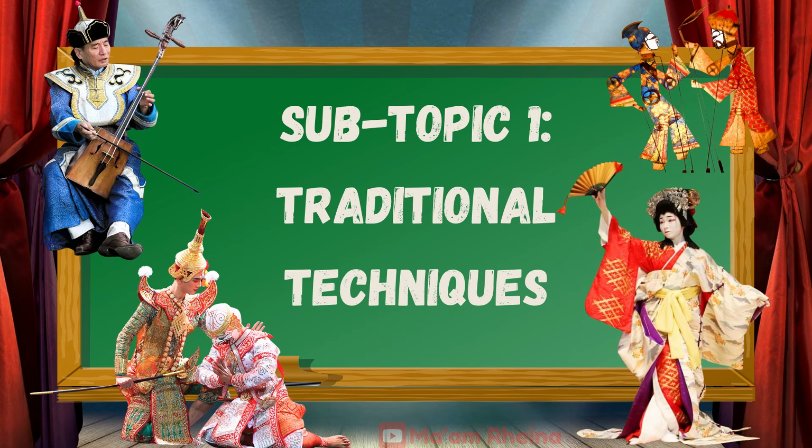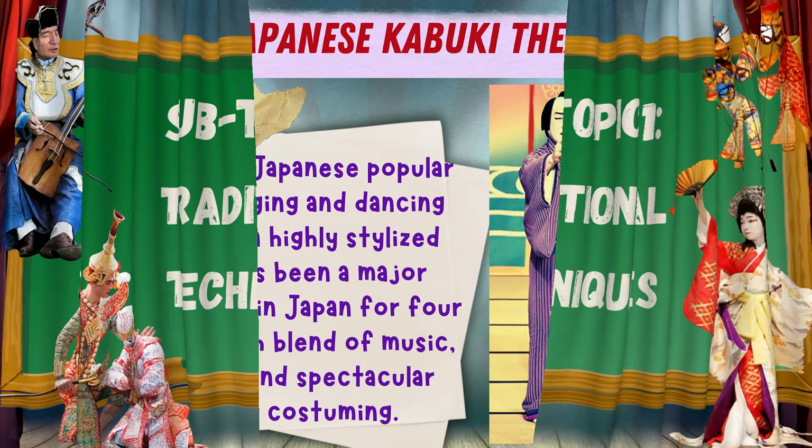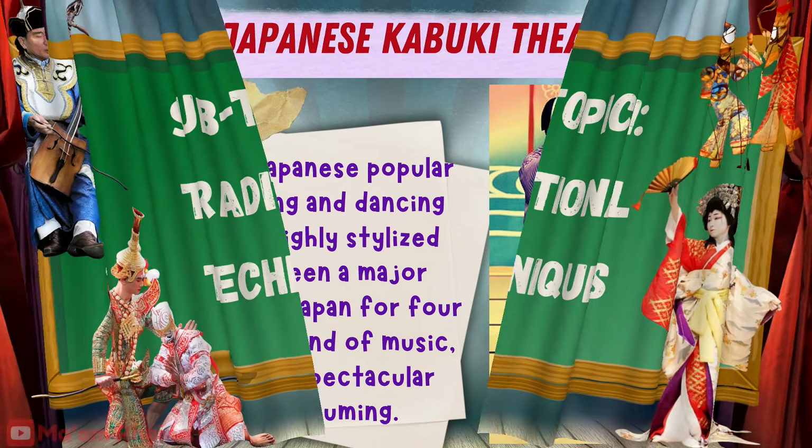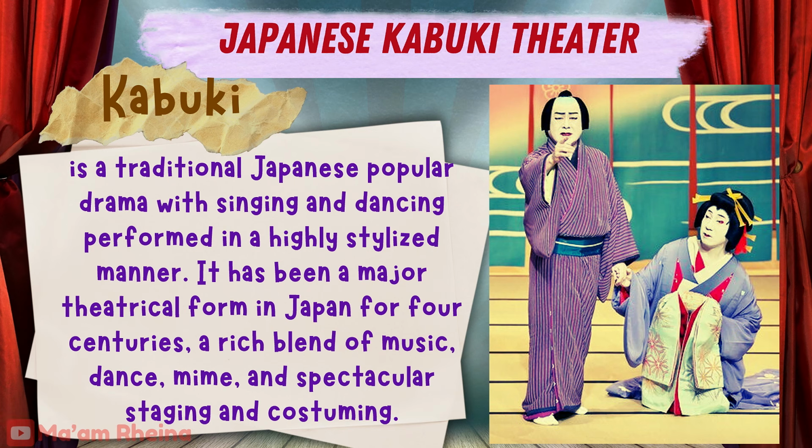Subtopic 1. Traditional techniques. Let's now explore our first subtopic, traditional techniques. These are the special methods and practices in folk arts that have been handed down through generations. They are the secret ingredients that make each Asian folk art unique. Let's take a look at 4 amazing examples. Japanese Kabuki theater.